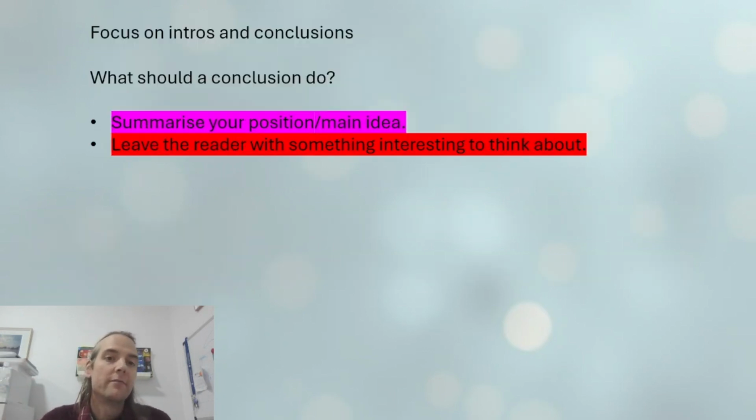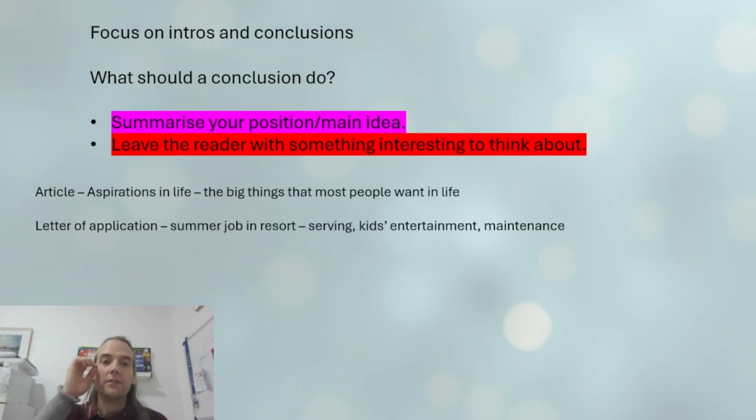You can do the same thing for all these different text types that we looked at. For a letter of application, for example, we might think, yes, you're going to summarize your position. Your position is, I want the job. So you're probably going to say something like, I look forward to hearing from you soon. I am available for an interview online or in person, right? Those typical concluding phrases, which serve as a summary, a conclusion, a way of ending.